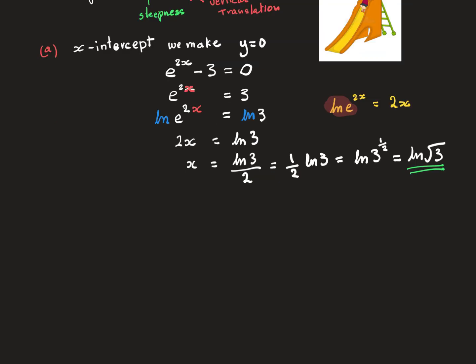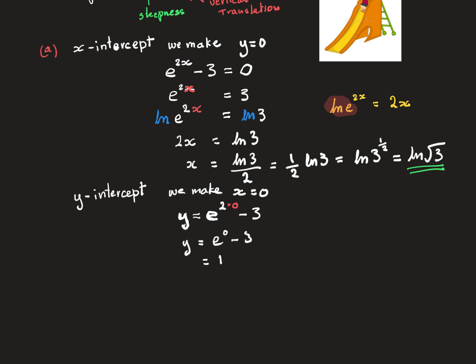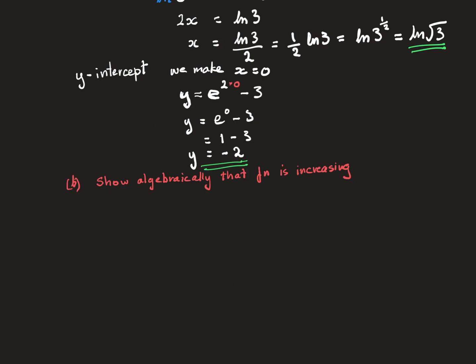Alright, what about the y-intercept? So we substitute the x for 0. So e to the 0 minus 3 is equal to 1 minus 3, which is equal to minus 2. That's our y-intercept.